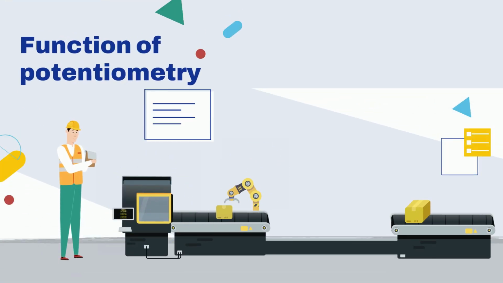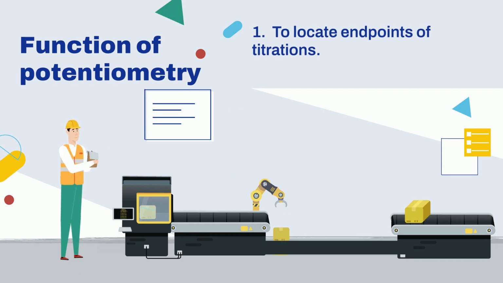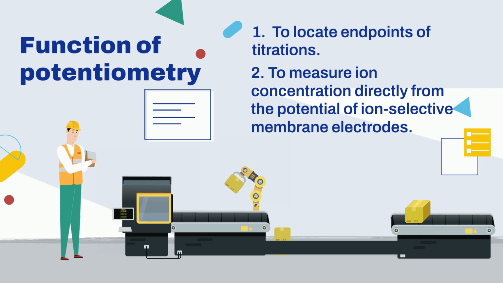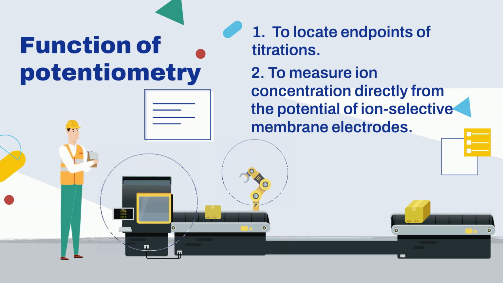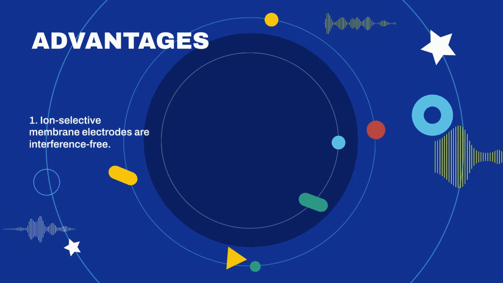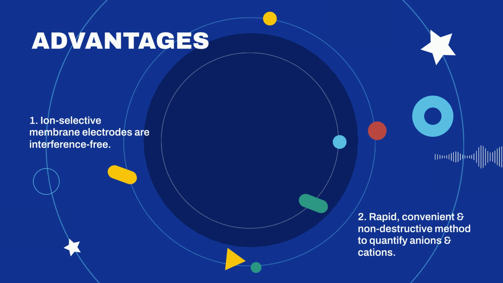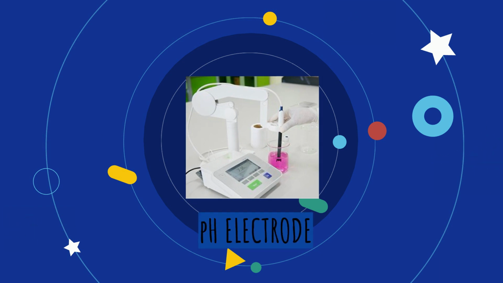Functions of potentiometry. It is used to locate endpoints of titrations. It's also used to measure ion concentration directly from the potential of ion-selective membrane electrodes. By using ion-selective membrane electrodes, the advantage is that the electrodes are free from interference. Besides, they provide rapid, convenient and non-destructive methods of determining anions and cations quantitatively. An example of an ion-selective electrode is the pH electrode.